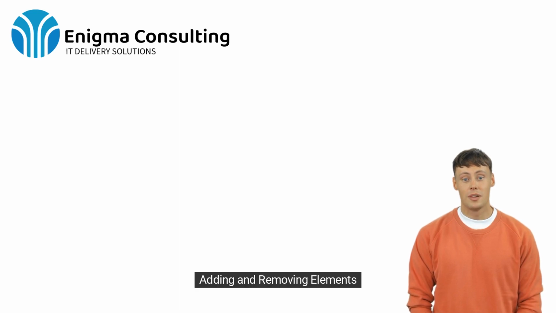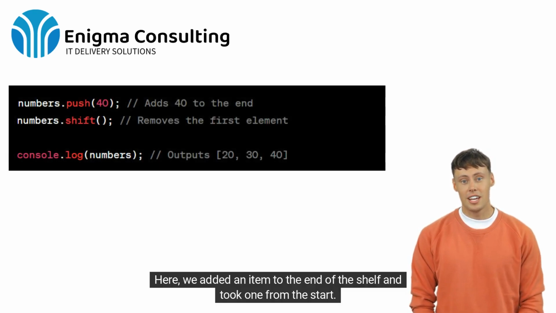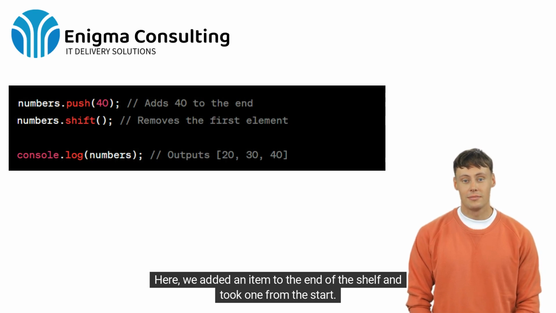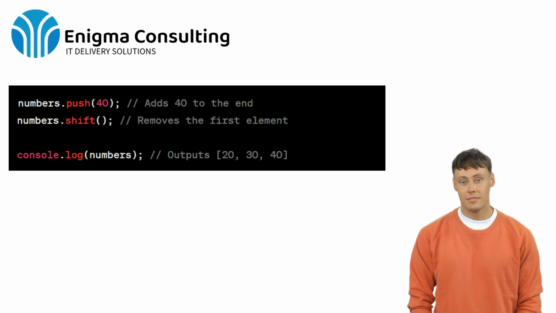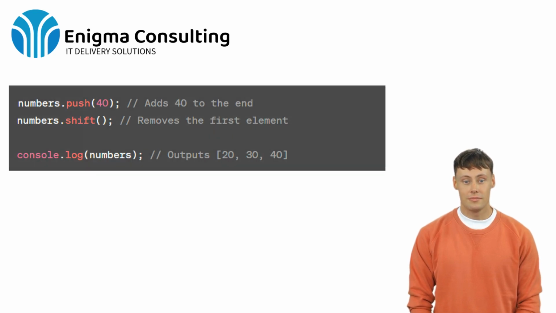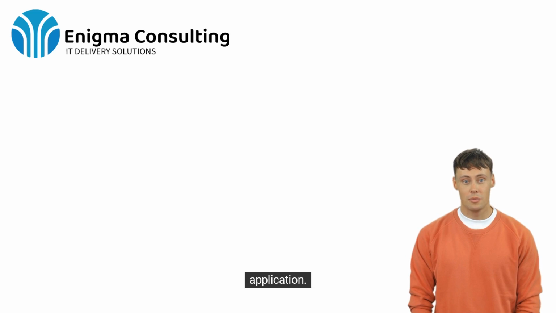Adding and removing elements. Like objects, arrays are also dynamic. You can add or remove items. Here, we added an item to the end of the shelf and took one from the start. It's like adding a new score at the end and removing the oldest one. I'll pause here so you can review. Manipulating arrays allows for a dynamic and living data structure that can adapt to the needs of your application.